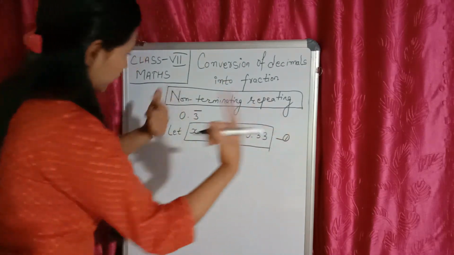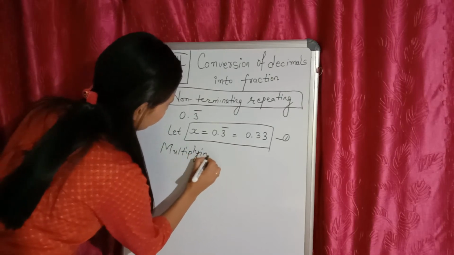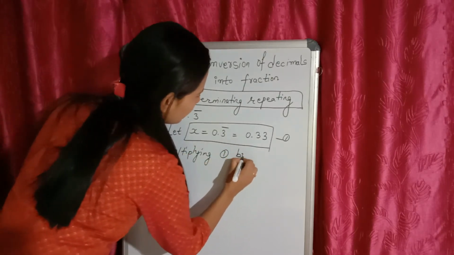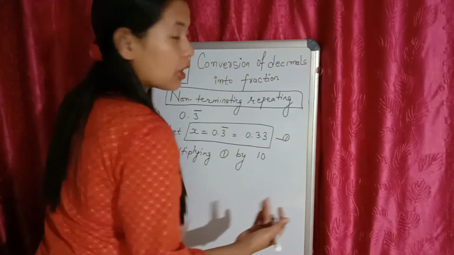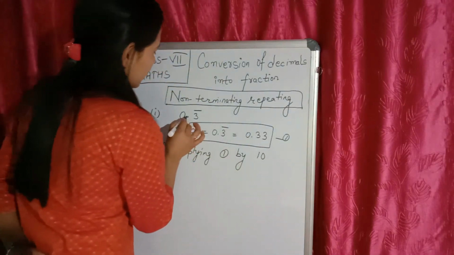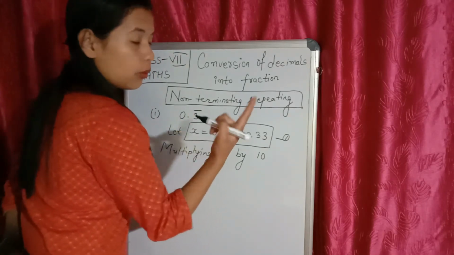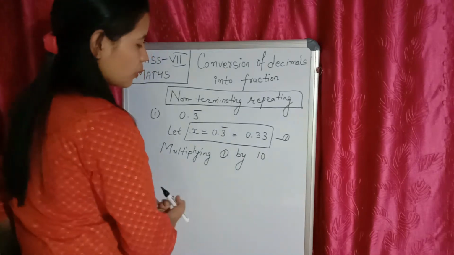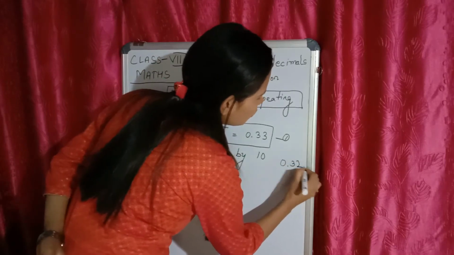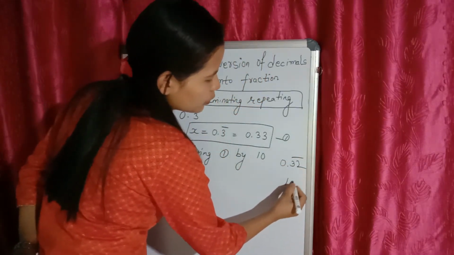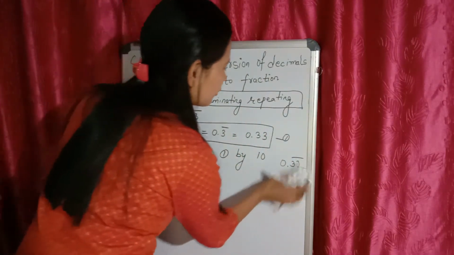Now in the next step, we multiply equation 1 by 10. Why do we choose the number 10? Why not 100? Why not 1000? Because in the given decimal, the number of digits that is repeating is just a single digit, 3. So we will be multiplying by 10. Suppose we had 0.32 bar and these two digits were repeating, then we would have multiplied by 100. Why 100? Because two digits are repeating. Okay, so this is how we do it.